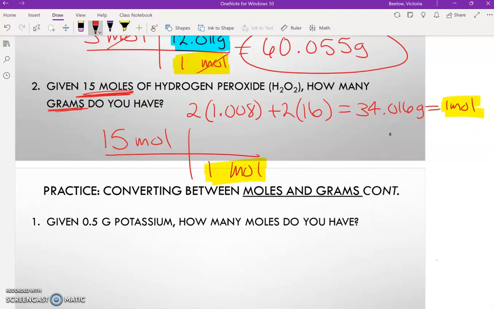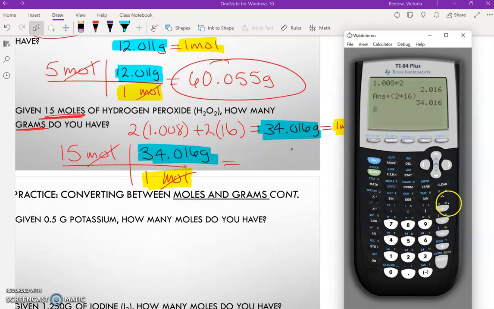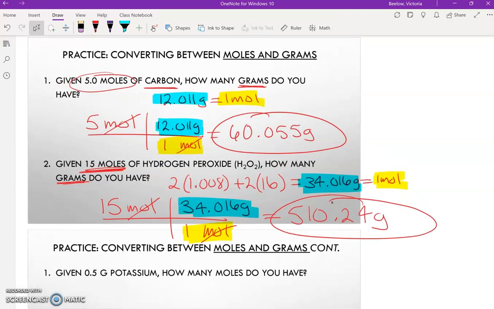And then if I put that in the bottom, whatever goes above it needs to be equal to 34.016 grams. My moles will cancel in the top and bottom. And now I just have to multiply everything in the top, 15 times 34.016, and the bottom is just 1, so we have 510.24 grams.